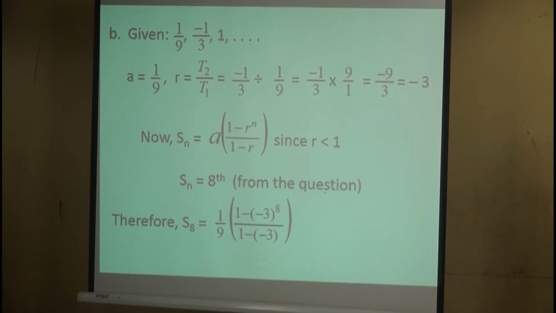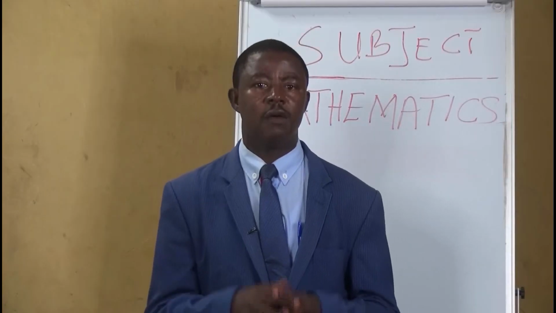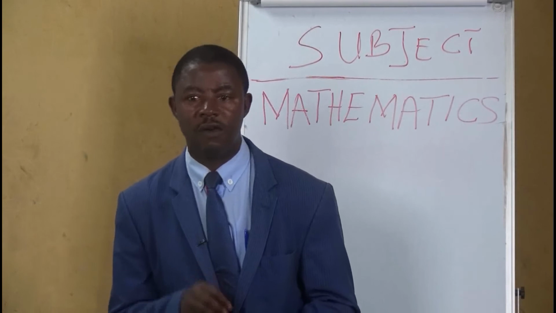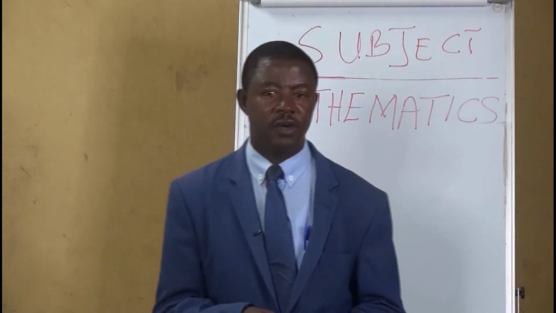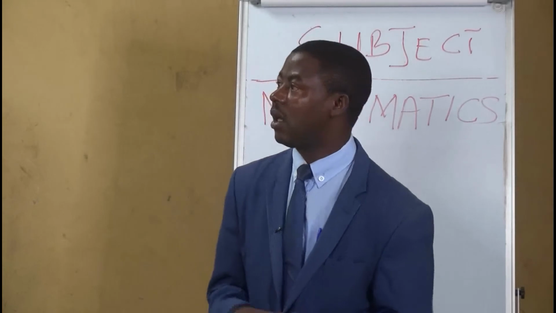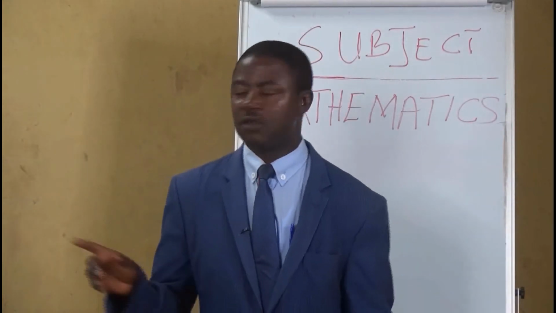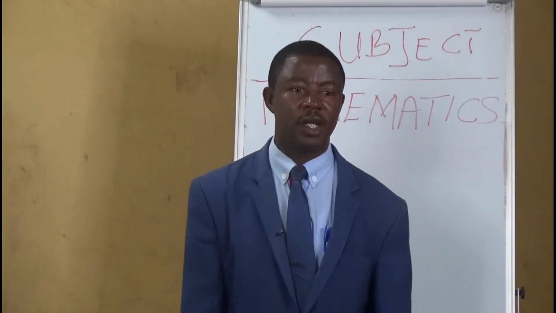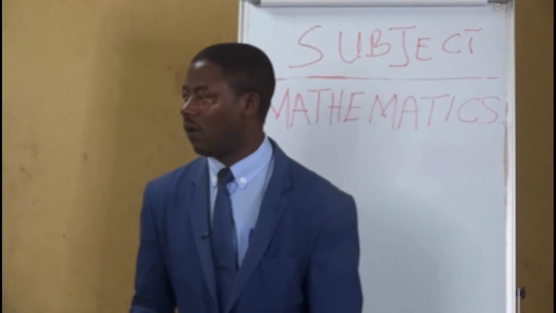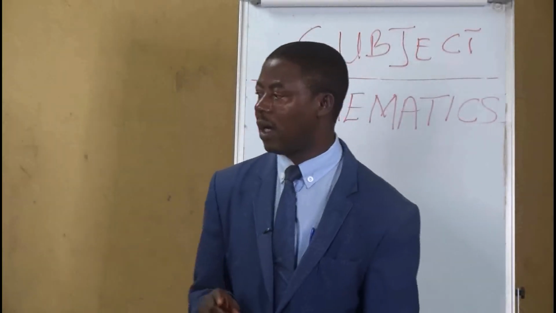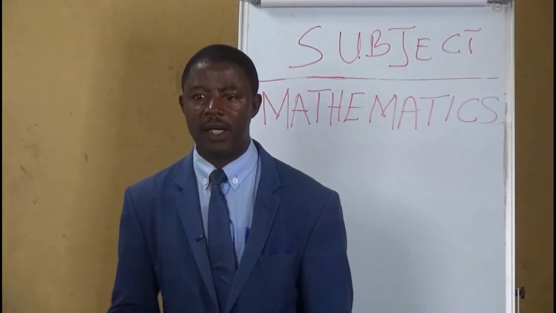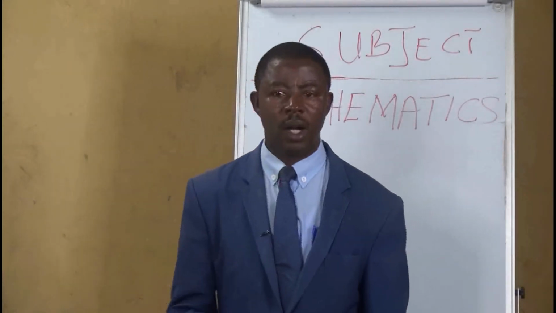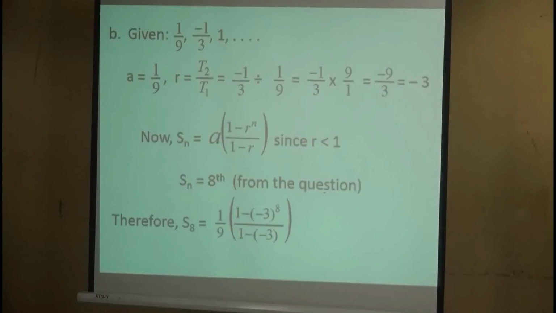Therefore, from the question, we are expected to find the sum of the first 8 terms. Substituting the variables, our first term is 1 over 9. So we have 1 over 9, open bracket, 1 minus, common ratio, minus 3 raised to power 8, all divided by 1 minus minus 3.